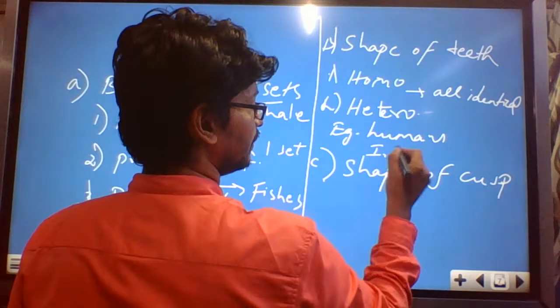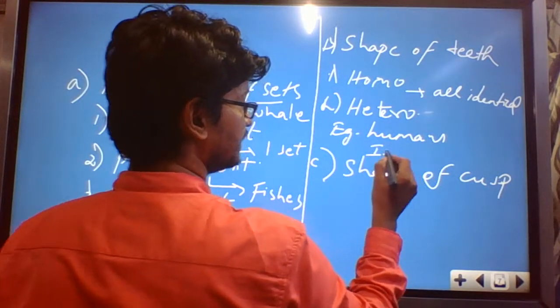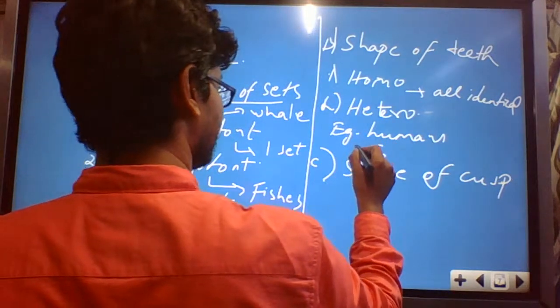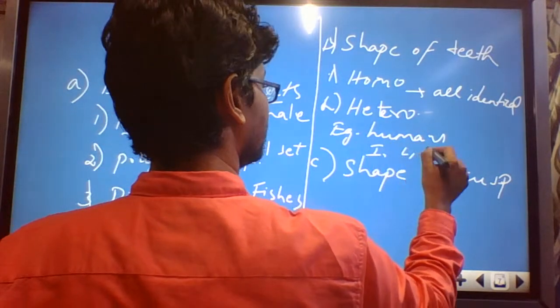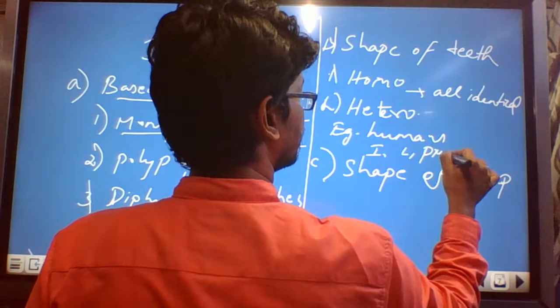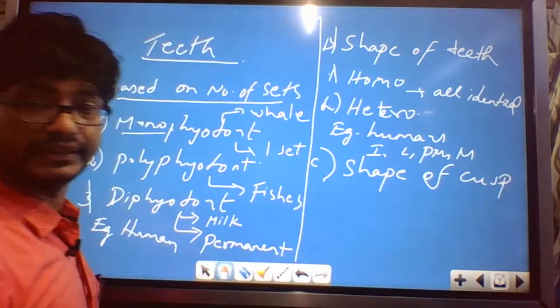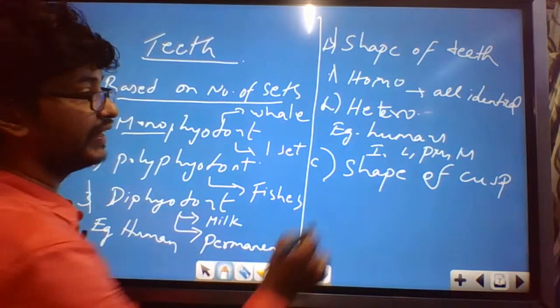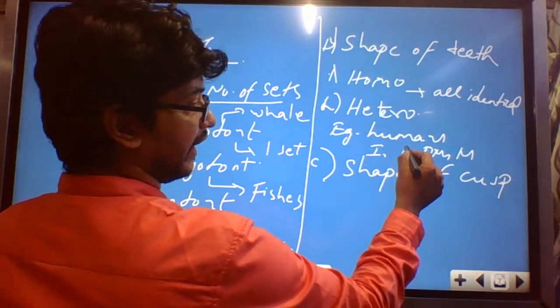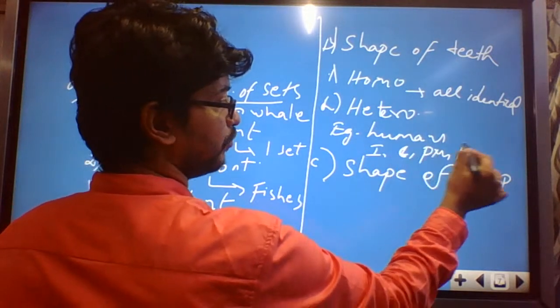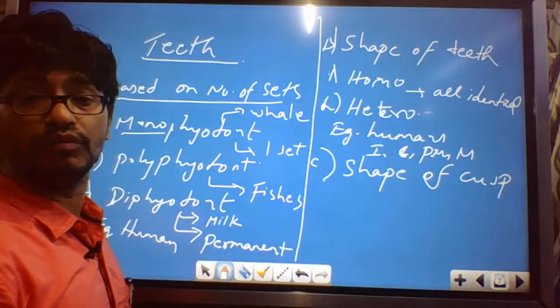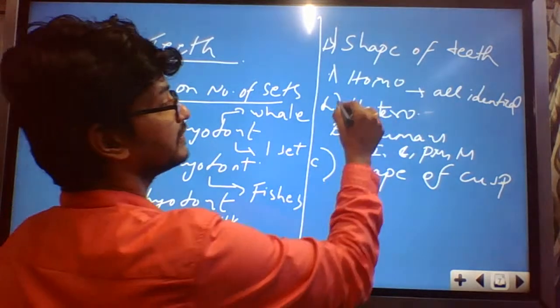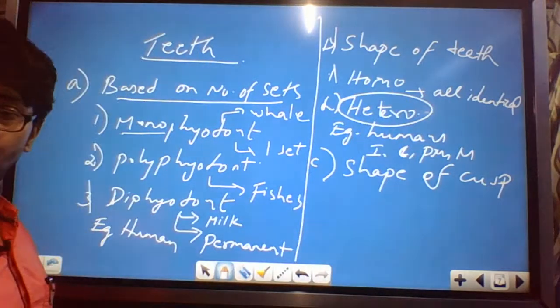Incisors, then molar, incisors, canine, right? So first we have canine, incisors, canine, premolar and molar. So these are the four types of teeth that we have: incisors, canine, premolar and molar, because of the shape. So humans come under heterodont actually.